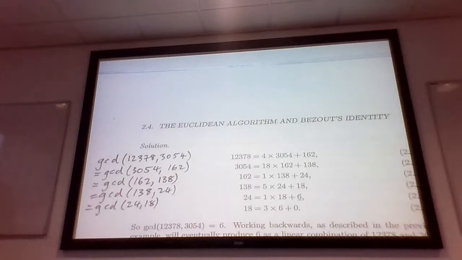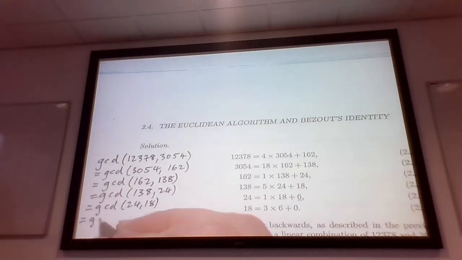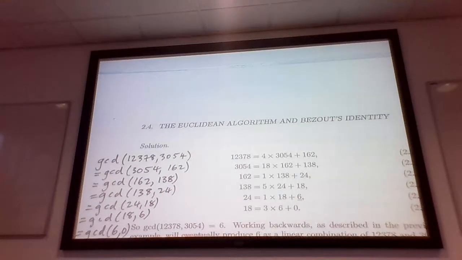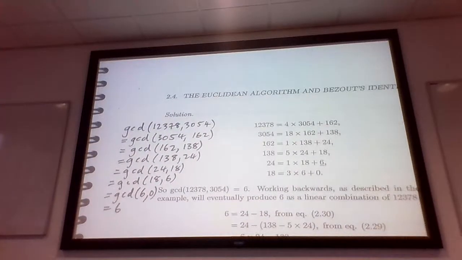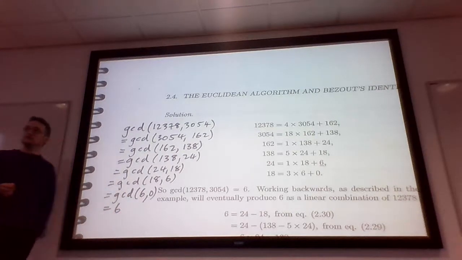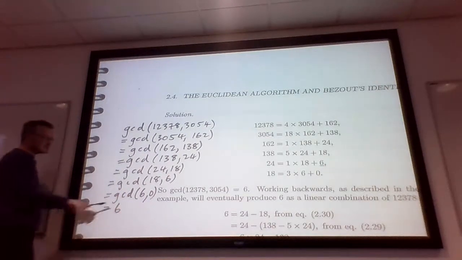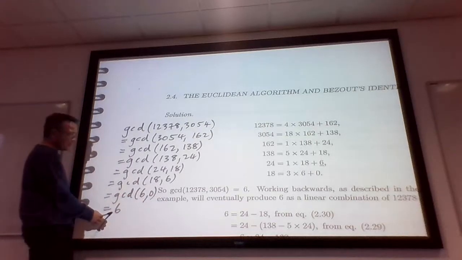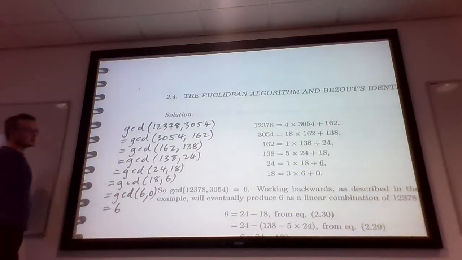Do the integer division again, we get a remainder 6. And do the integer division remainder again, we get 6 and 0. And the GCD of 6 and 0 is 6. Okay? Because everything divides 0, and 6 is the largest number that divides 6. So the final GCD can just be read off. It's just the first argument.